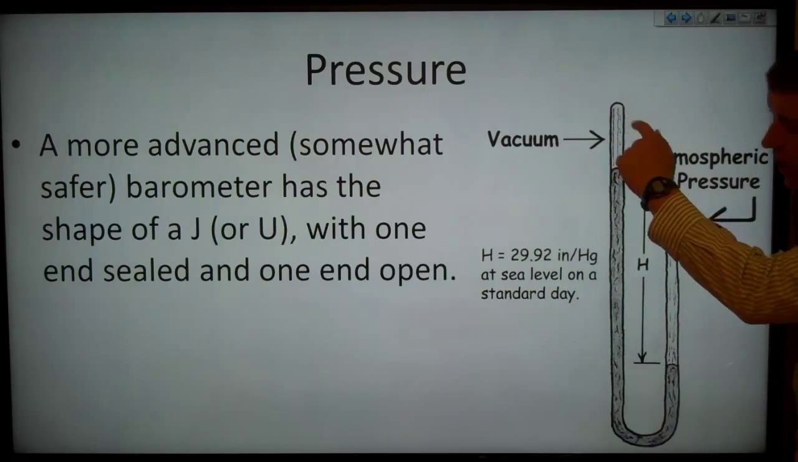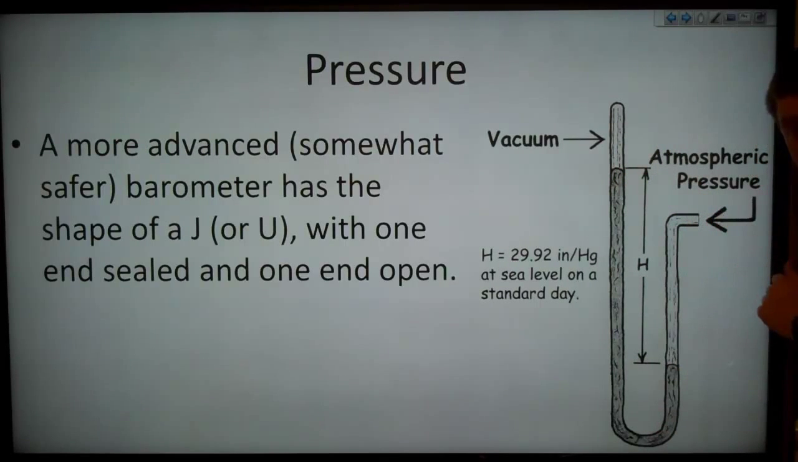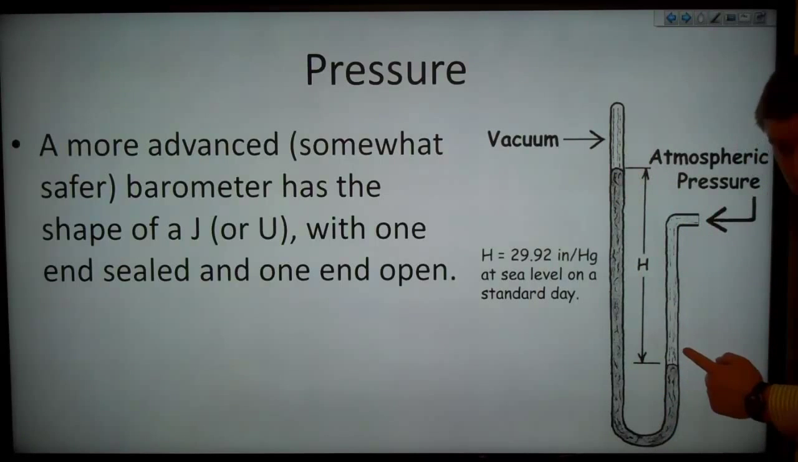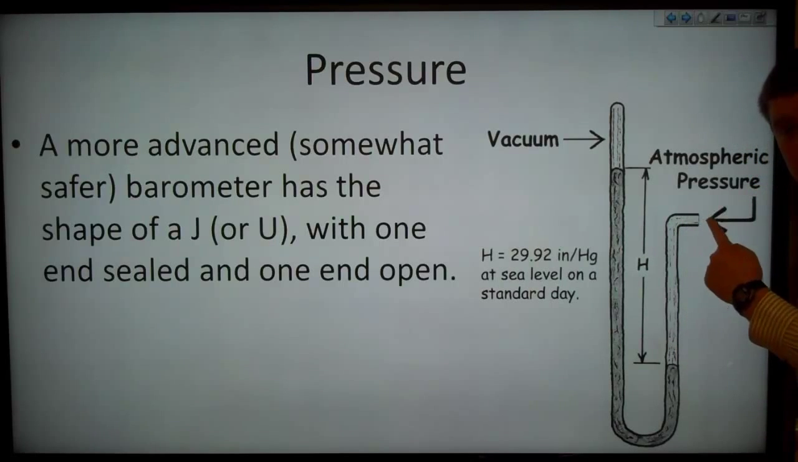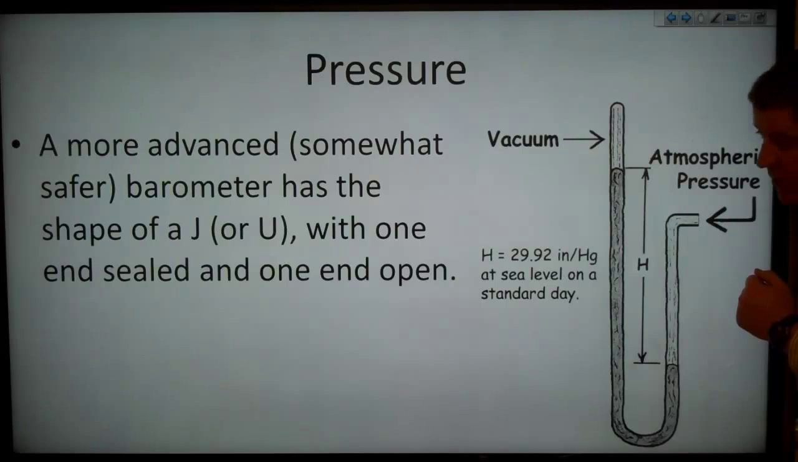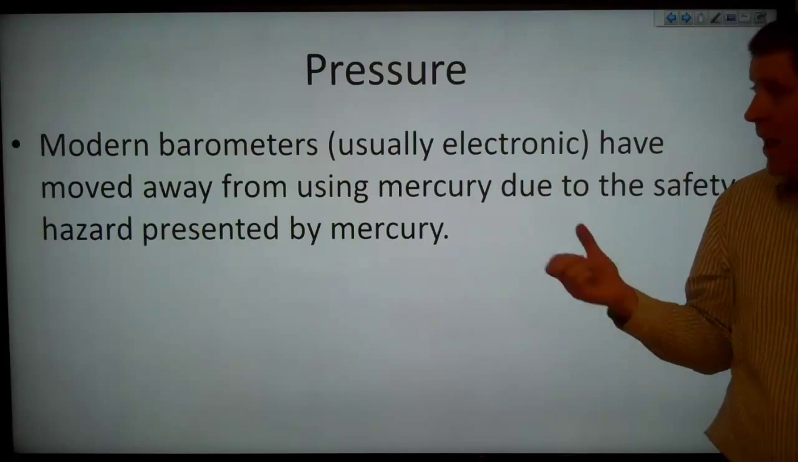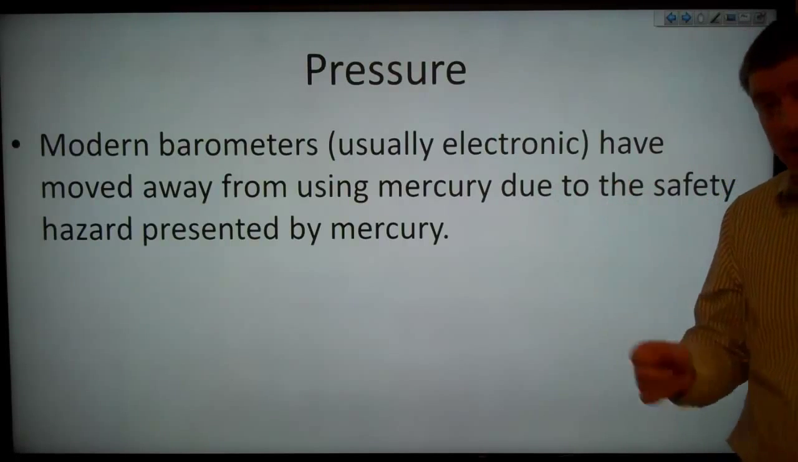Now, a more advanced, meaning somewhat safer, barometer has the shape of a J or a U, where one end is sealed off here and we still have a vacuum up there, and at the other end it's now open to atmospheric pressure. And this is safer because now all of our mercury is contained in the tube. It's still not perfectly safe because, number one, we could break the tube and let the mercury out. Mercury is, of course, very toxic. Or we could get some of the mercury vapor to come out this open end of the tube. Now, modern barometers are generally electronic, and they've generally moved away from using mercury because of the safety hazard presented by mercury.